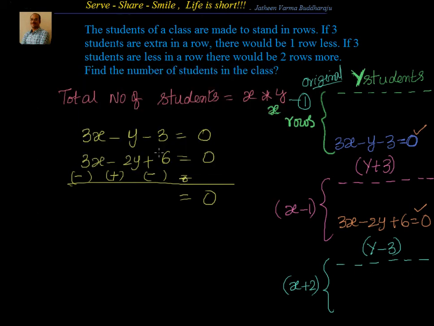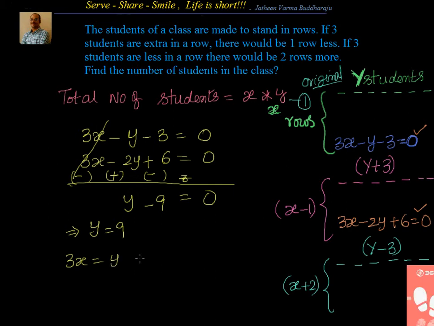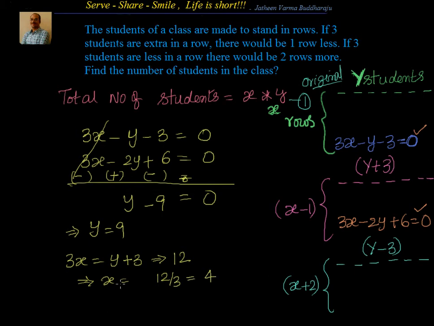So let me write it down, 0. If I simplify, this will cancel out. I will have y minus 9 equal to 0. That tells me y equal to 9. If y equal to 9, I know what is x. I know 3x equal to y plus 3, that's equal to 12. That tells me x equal to 12 by 3 equal to 4. So we know x equal to 4, y equal to 9.